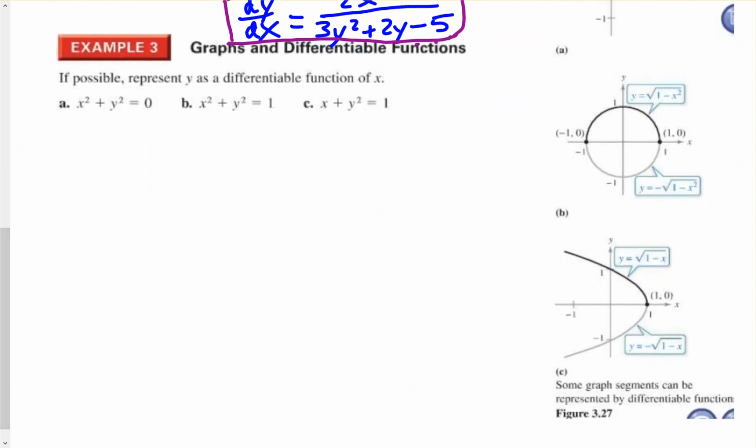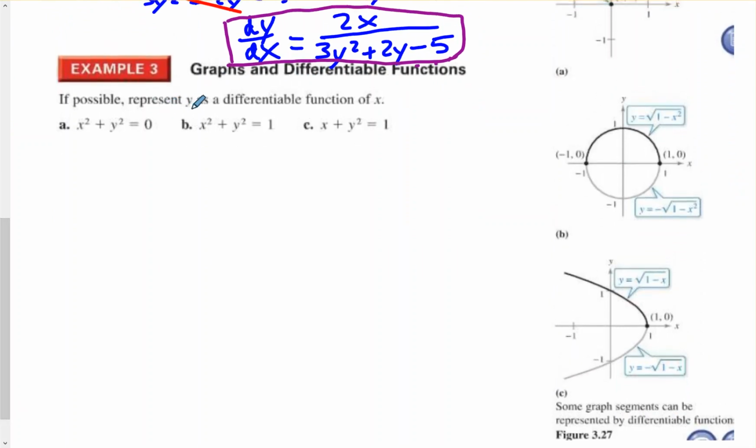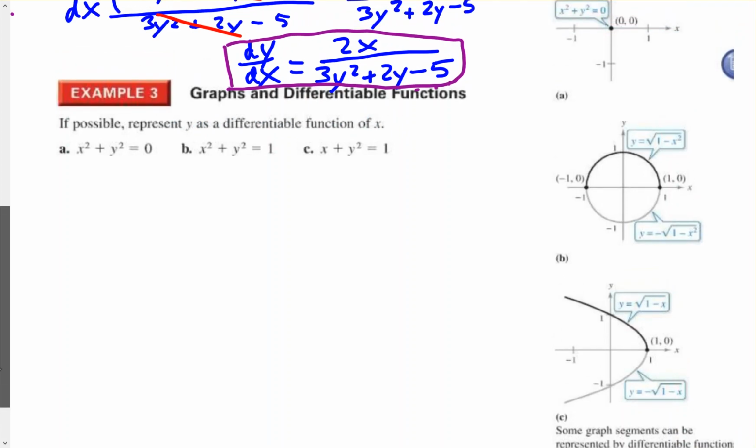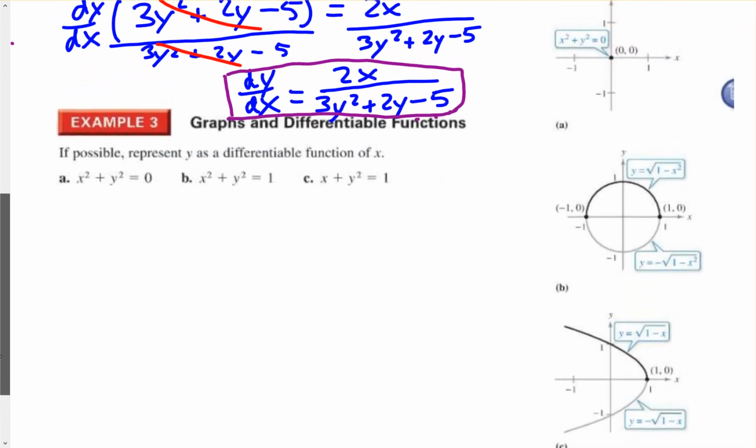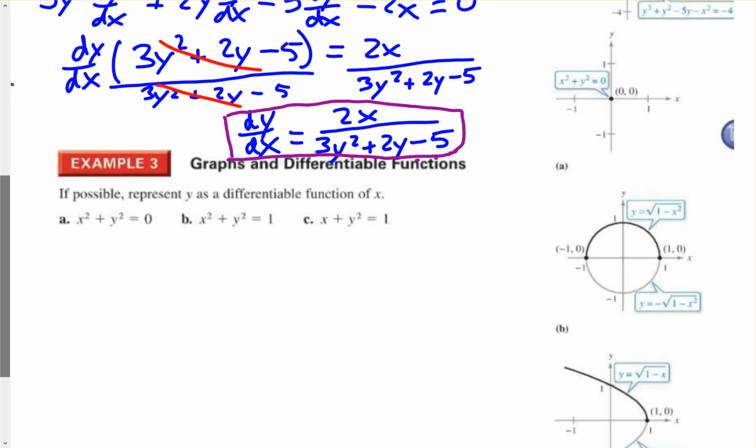Okay, graphs and differentiable functions. So this question says, if possible, represent y as a differentiable function of x. Okay, so for a, x squared plus y squared equals 0. This looks like it's in the form of an equation of a circle. However, we notice for the equation of a circle, we usually have x squared plus y squared equals the radius squared, right? And our radius here looks like 0.